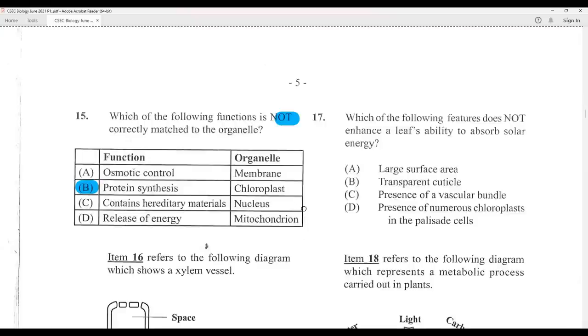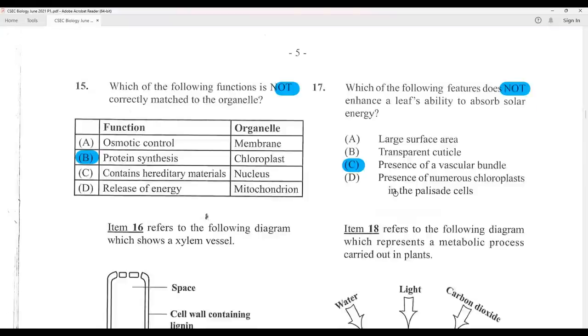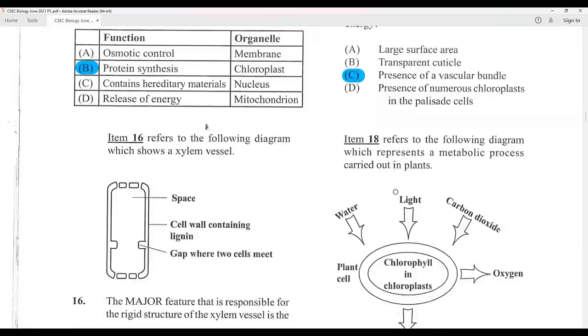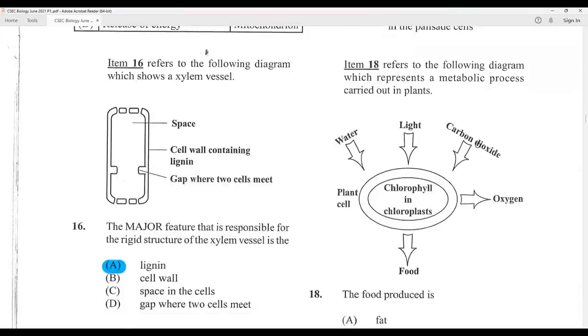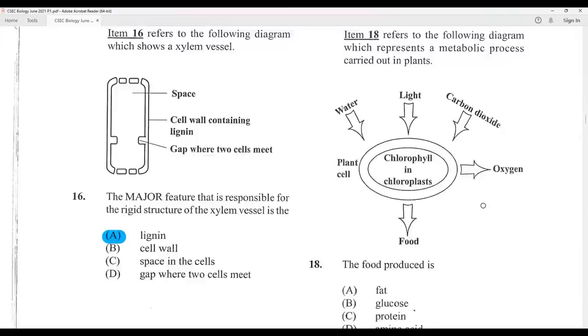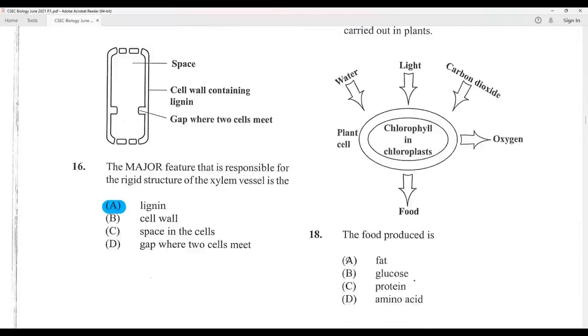17, which of the following features does not enhance a leaf's ability to absorb solar energy? And it is the presence of a vascular bundle, that phloem and xylem, that is not benefiting the plant with respect to absorbing energy, which is sunlight. Item 18 refers to the following diagram, which represents a metabolic process carried out in plants. We have water and carbon dioxide, which produce food and oxygen. The food produced is glucose because this process is a diagrammatic representation of photosynthesis.